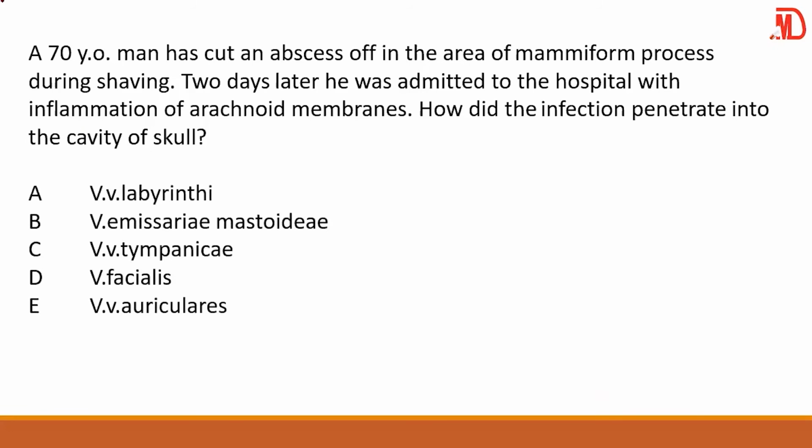A 70-year-old man has cut an abscess off in the area of the mastoid process during shaving. Now, 2 days later, he was admitted to hospital with inflammation of the arachnoid membranes. How did the infection penetrate into the cavity of the skull? Now, you know the arachnoid is part of the brain tunics, isn't it? We have the dura mater, the pia mater, the arachnoid membranes.